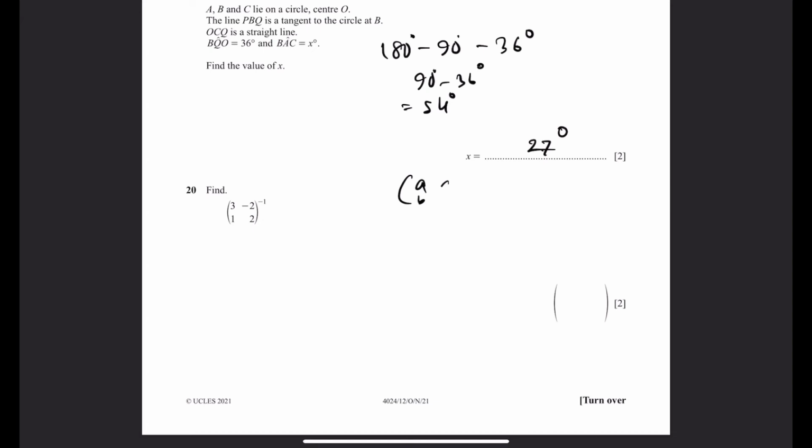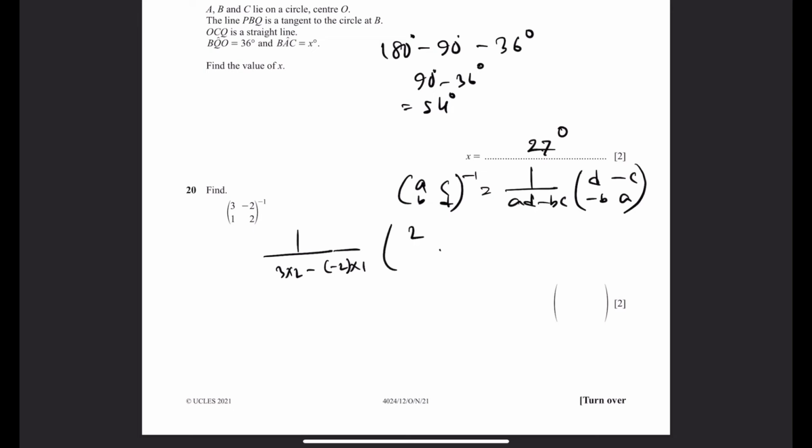We know the inverse. If the matrix is A, B, C, D, the inverse of this will be 1 by the determinant AD minus BC, and then we exchange A and D and put a minus sign on B and C. So we can write here 3 times 2 minus 2 times 1. They will be exchanged and this will be a minus sign. So 2 and then minus 1. So this is the final answer. We can multiply this one with the elements.